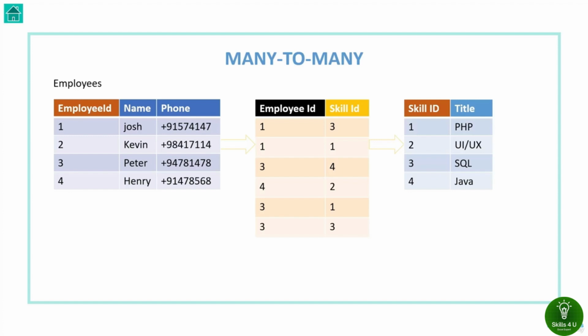To represent this type of relationship into a database, we need to create a third table, where we will add the primary keys of the first two tables into the third table as a foreign key.